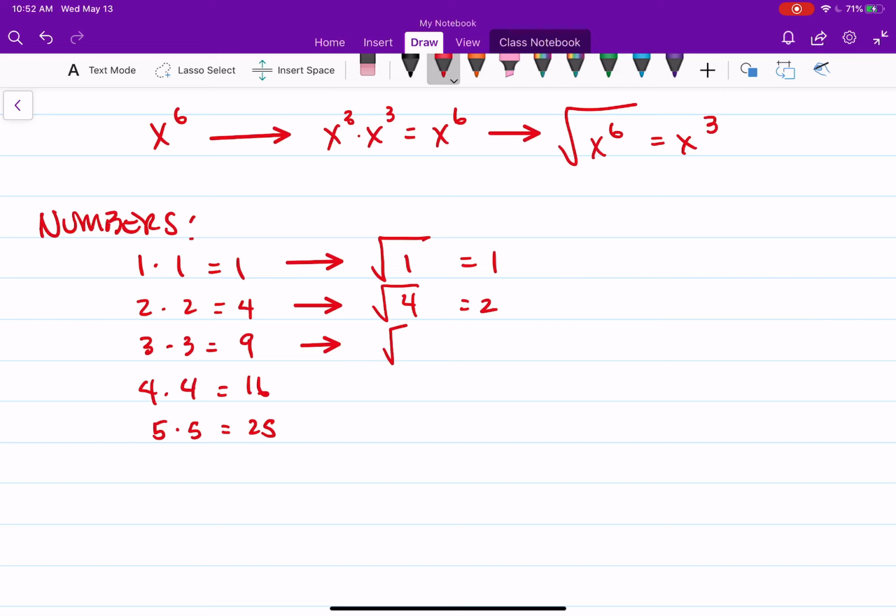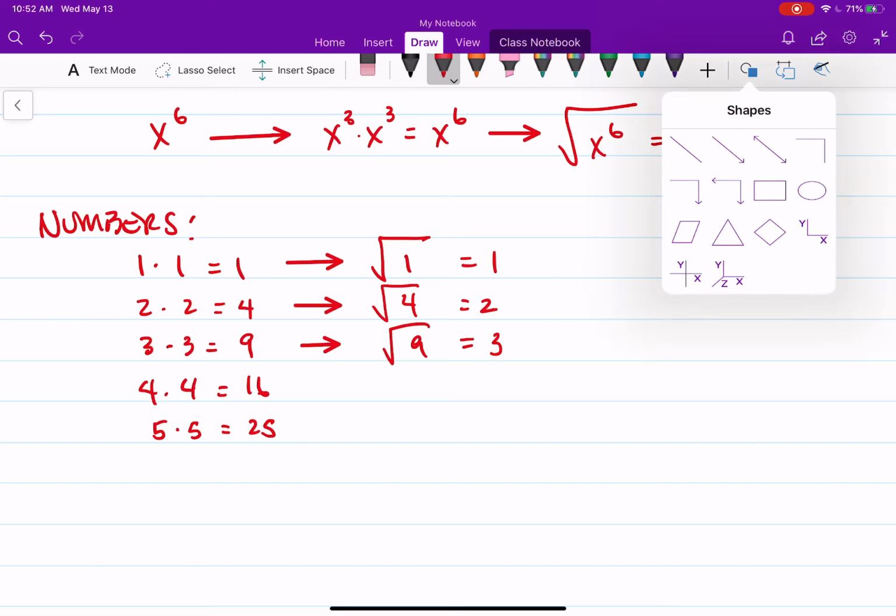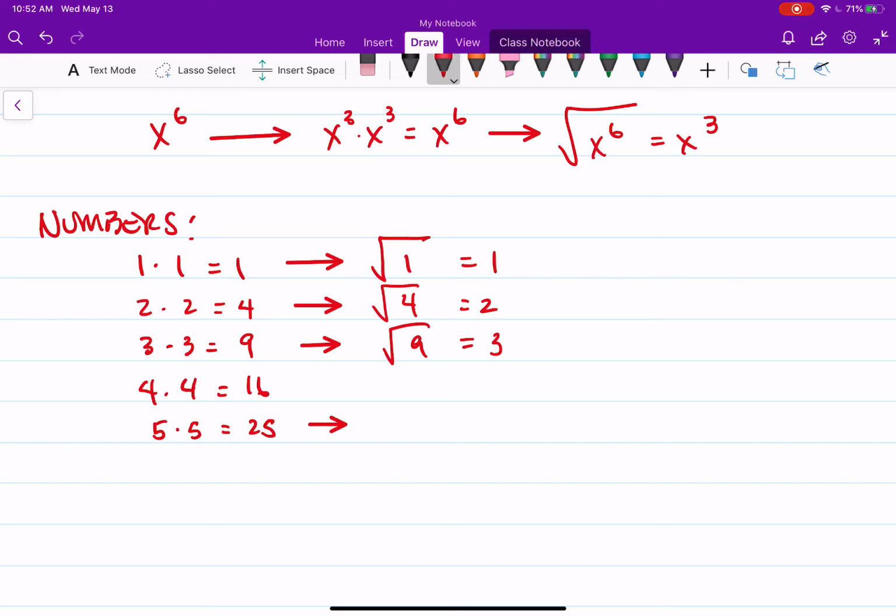Because the square root of 9 is equal to 3, right? Now I'll skip all the way to the bottom here. Because the square root of 25 is equal to 5, okay? So the square root button is going to be important here, right? If you take the square root of something and it comes out evenly, then it's a perfect square.